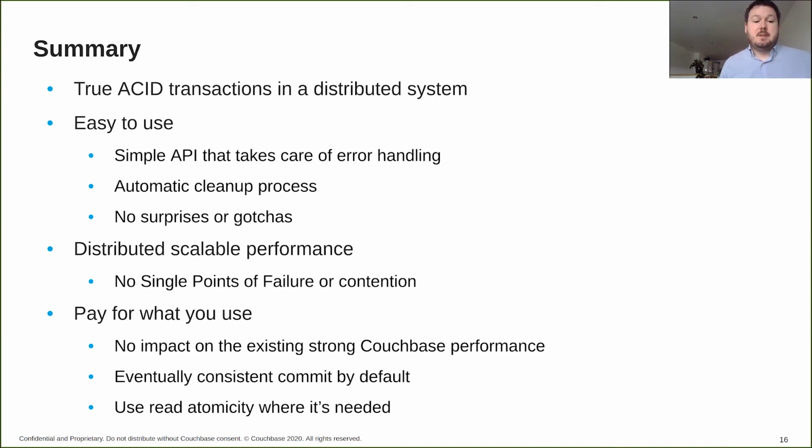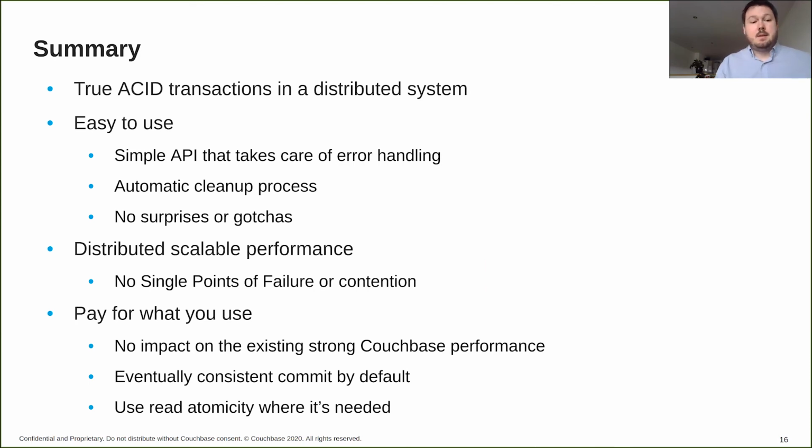I hope that I've shown that we provide distributed scalable performance. There are no single points of failure. There are no points of contention in the system. The whole architecture can scale very well. And I hope that I've shown that you only need to pay for what you use. There's no impact from running transactions on the existing strong Couchbase performance that you're used to. You get an eventually consistent commit by default, and then you just pay for the atomic commit. You pay for the read atomicity only where you actually need it.